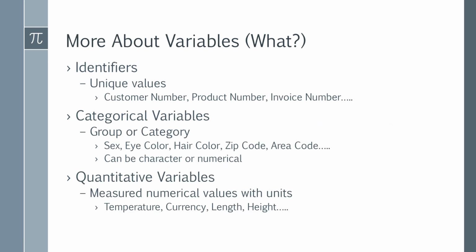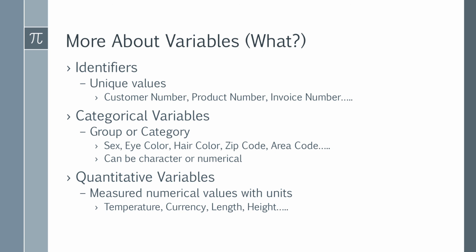So let's talk a little bit more about variables. There are different types of variables. The first one I want to talk about is identifiers. These are unique values that are going to uniquely identify each record or each case. That could be a customer number or a product number or an invoice number or something else that just uniquely identifies that record.